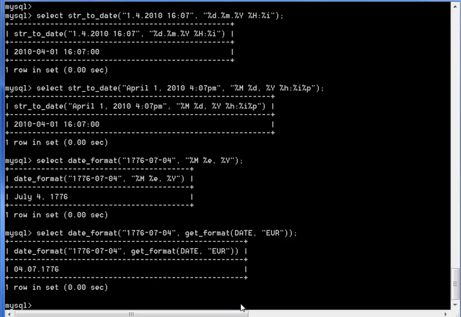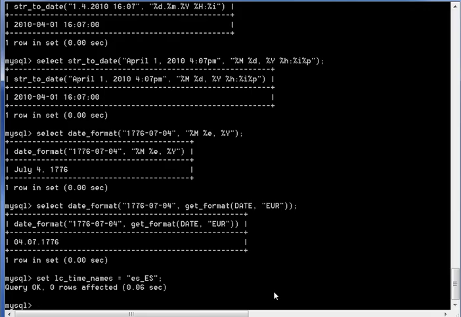So question 4, run the following line and do this in your own setup as well. Set lc_time_names equal to, quote, es_ES, like that. And then rerun the command to show the July 4th, 1776 date from answer 3, the American form. What do you get, and why?